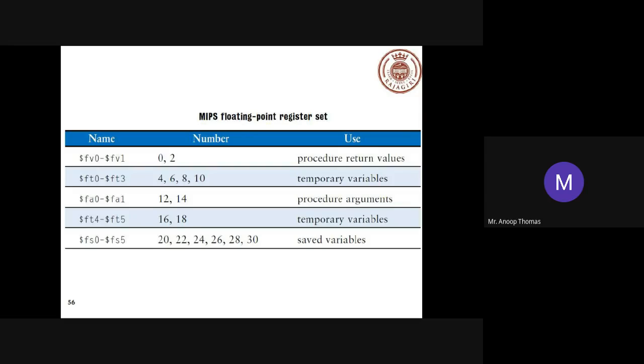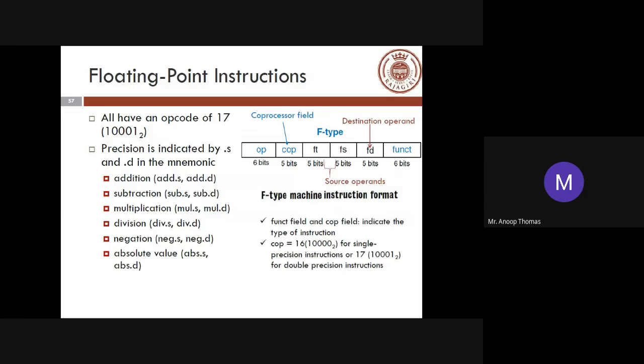This is called a floating point register set. So you have $F0 to $F31, which is used as your default set of registers. Then you have V0, A0, T4, S0 and so on, which are used for specific purposes. This comes into picture when you have floating point instructions, so something you have to be aware of. Now, floating point instructions are different from the usual instructions.